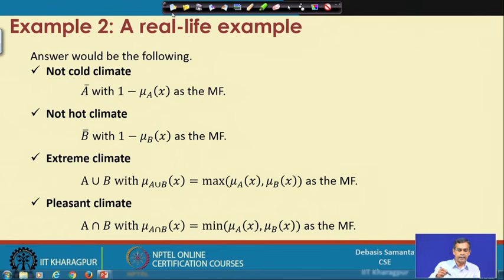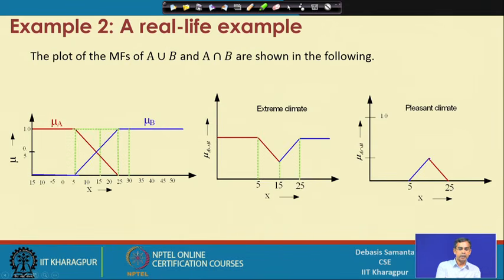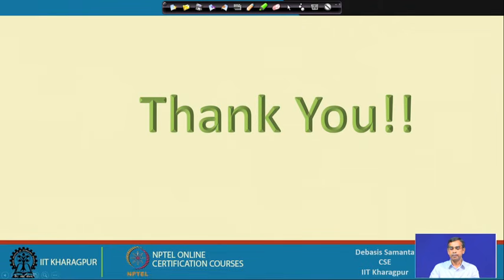Graphically, the same thing can be shown here. These are the two fuzzy sets A and B. The extreme climate can be obtained by the plot, this is the resultant graph of the fuzzy set extreme climate, and this is the resultant fuzzy set of the pleasant climate. This example shows how the different operations are meaningful in the context of fuzzy sets. Okay, let us stop here. These are the different fuzzy set operations, and we will discuss the other things in the next lecture.